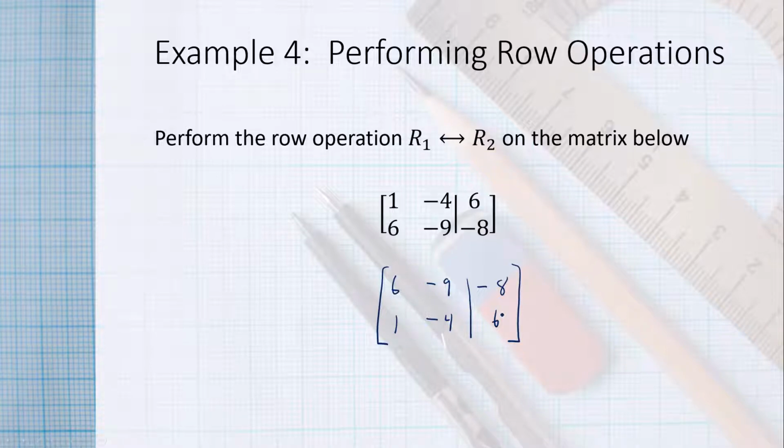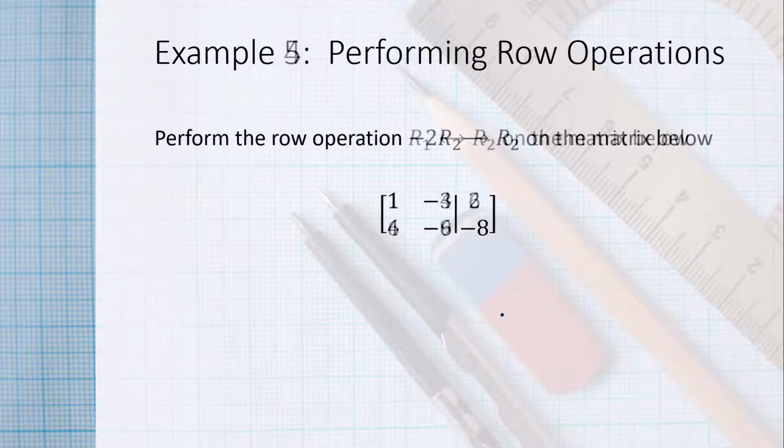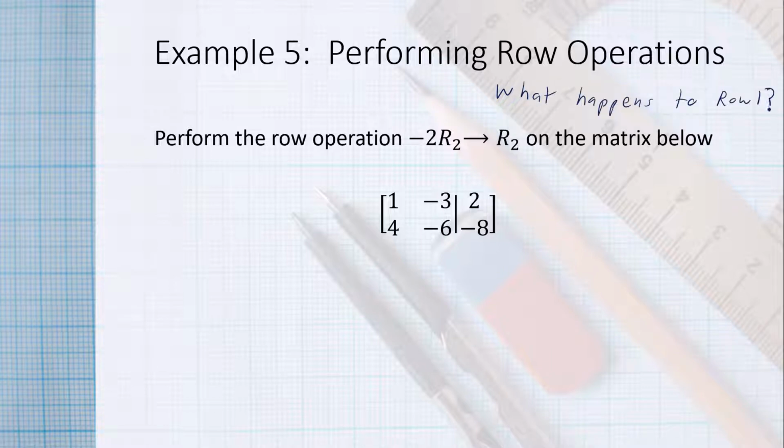And our brackets. Now this one, example 5, this is what this says. It says take row 2, multiply each element in row 2 by -2 and put it back in row 2. Now the question is, so this is our operation, and my question here is, what happens to row 1? And the answer is absolutely nothing. Row 1 stays the same. So row 1 is still going to remain 1, -3, 2.